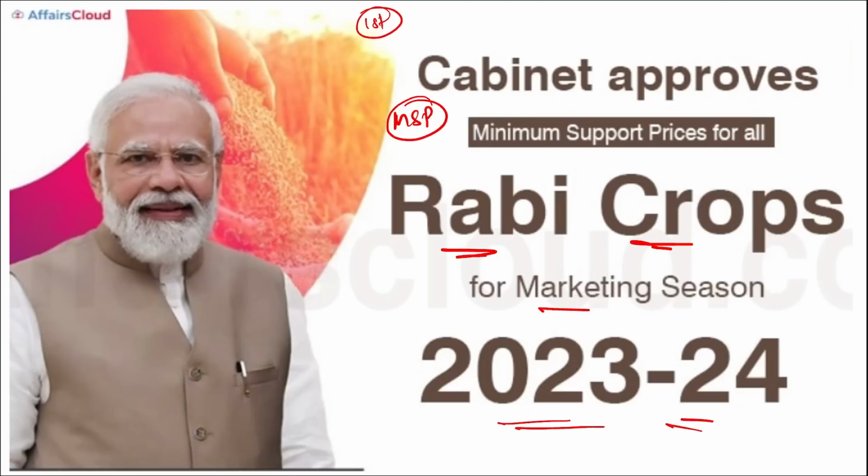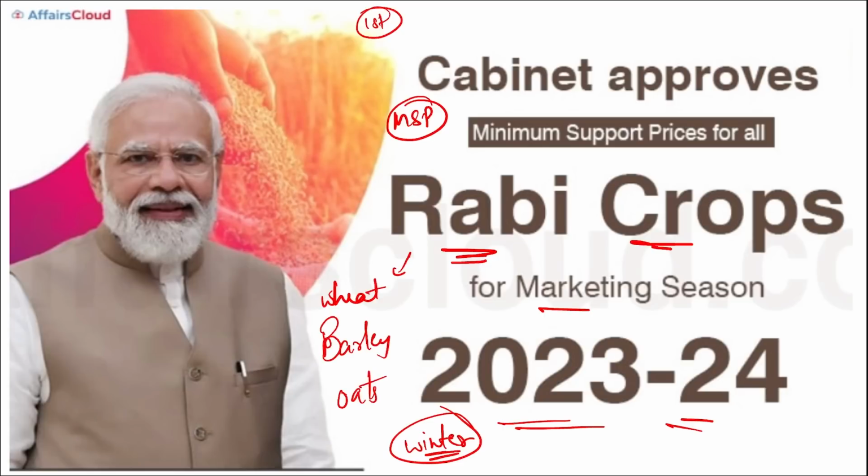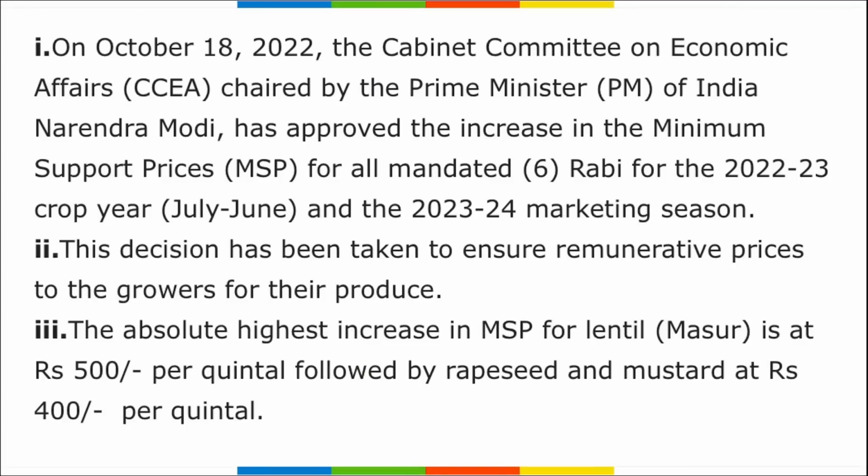First of all, you should know rabi crops. Rabi crops are the winter crops. Examples are wheat, barley, oats, and mustard; these are all your rabi crops. So recently the MSP for these rabi crops has been increased for the marketing season 2023-24.